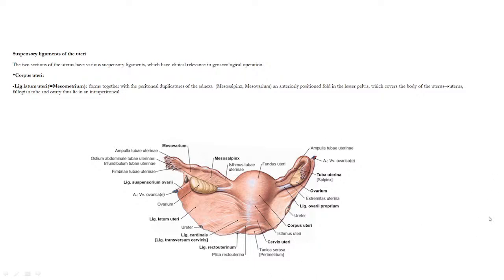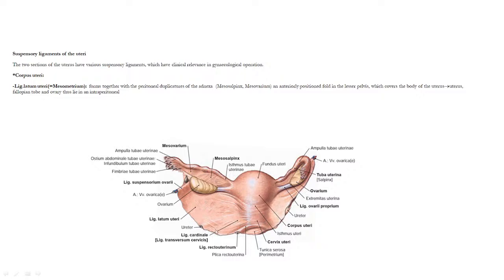The two sections of the uterus have various suspensory ligaments which have clinical relevance in gynecological operations. You see corpus uteri, ligamentum latum uteri, or mesometrium, which forms together with the peritoneal duplicature of the adnexa, mesosalpinx and mesovarium, an anteriorly positioned fold in the lesser pelvis which covers the body of uterus, fallopian tube and ovary, which thus lie intraperitoneally.